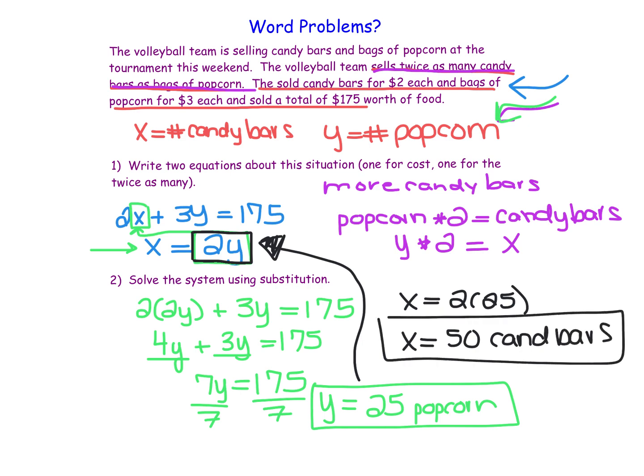So in order to fit both constraints of this problem, where I sell twice as many candy bars as bags of popcorn, and at the prices they're set at, I made $175, I would sell 50 candy bars and 25 bags of popcorn.